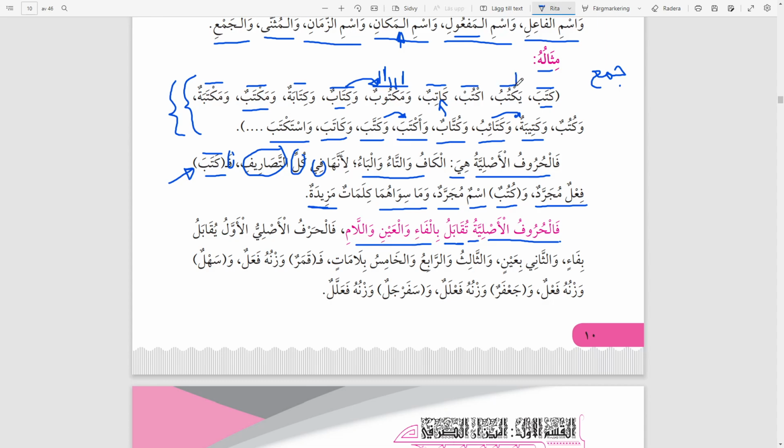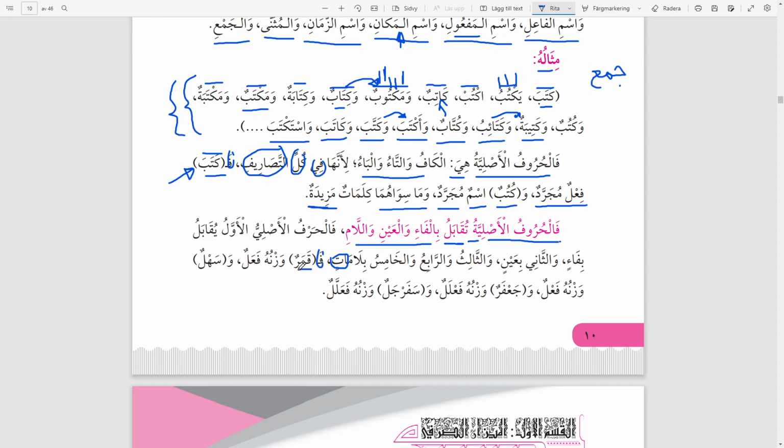So you exchange these for فاء عين لام. فالحرف الأصلي الأول يقابل بفاء. So the first original letter is made to correspond with الفاء. Like كتب فعل, يكتب يفعل, for example. والثاني بعين, and the second one with عين, and the third, fourth, and fifth with لامات. So this is the plural of lam.